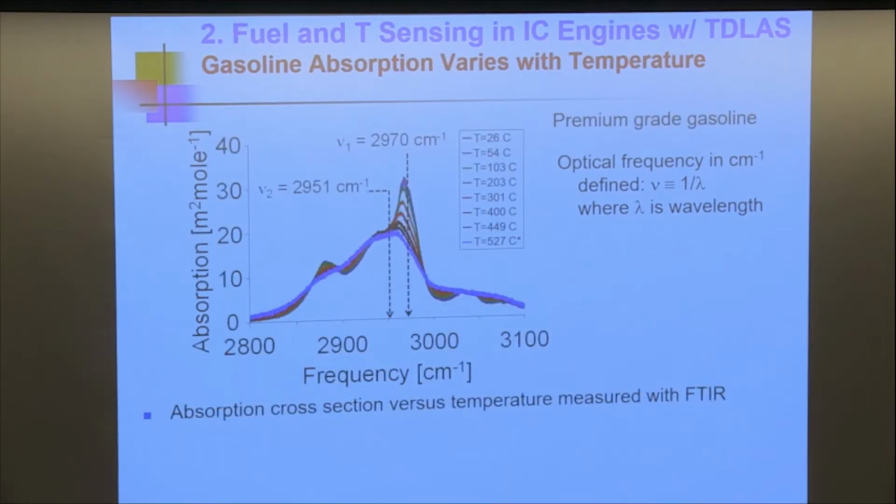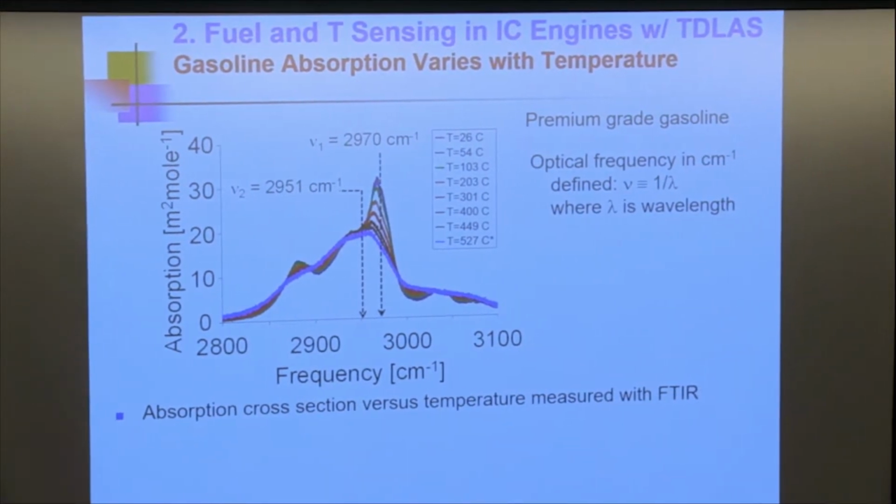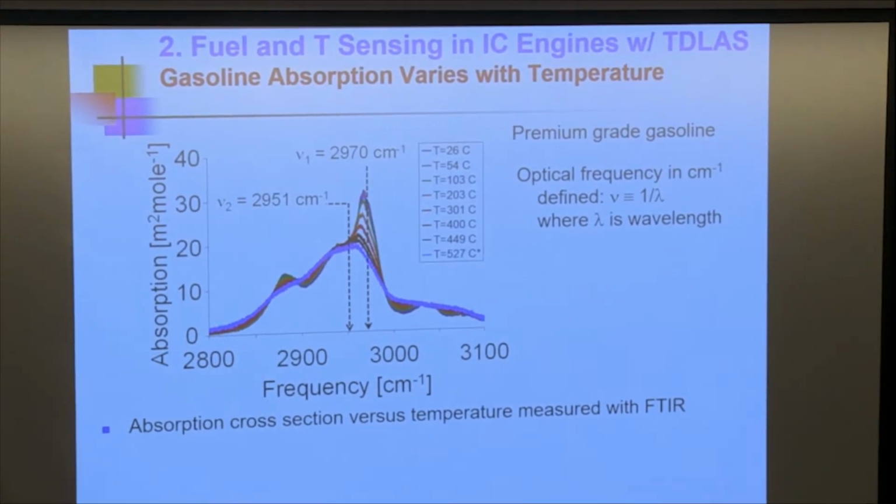Now, another problem with gasoline is that the cross-section varies with temperature. This happens to be a case of premium grade. You can see that if you measure this at different temperatures, ranging from, say, 26 degrees up to 500 centigrade, it changes. Fortunately, it changes mostly in this one region right here, associated with one of those particular motion groups. So our plan had been, well, let's identify a wavelength that is more or less temperature insensitive and one that is temperature sensitive.